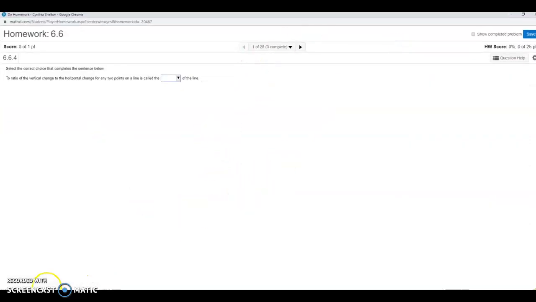Okay, so I wanted to show you a little around the 6.6 homework and how it looks from the computer. First of all, I've opened 6.6 homework, and it says the first question, the ratio of the vertical change to the horizontal change for any 2 points, that is called the slope of a line. That's the vertical change, how much it goes up and down, the y change over the x change, the horizontal change. So we call that the rise over the run, or the slope.